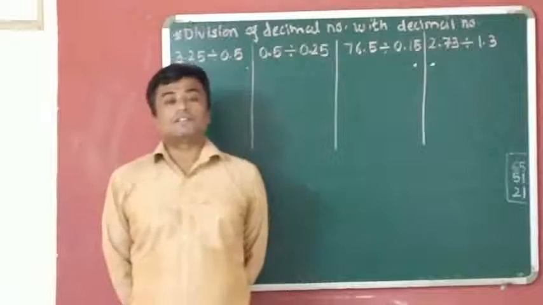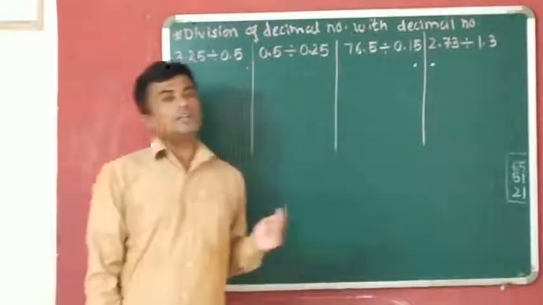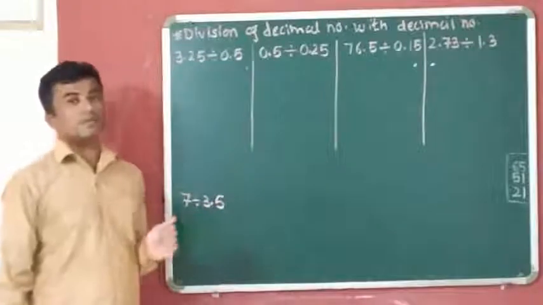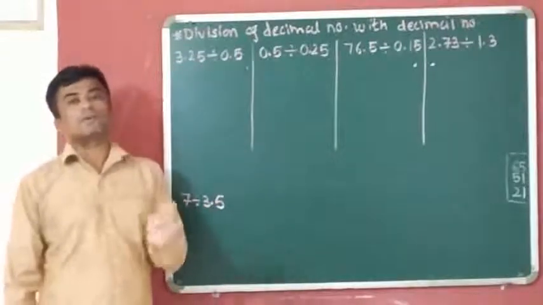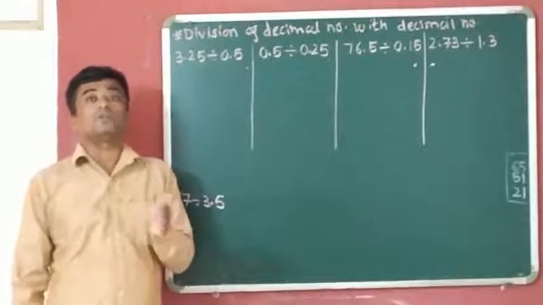Now we will discuss division of a decimal number by a decimal number. In division of a decimal number by a decimal number, first we have to convert both decimal numbers into fractions. How will we convert a decimal number into a fraction?